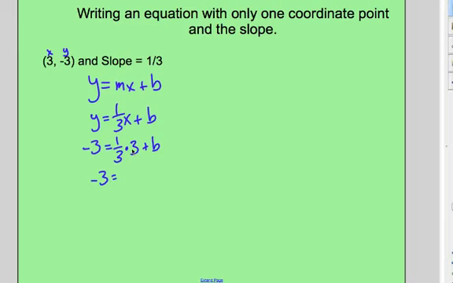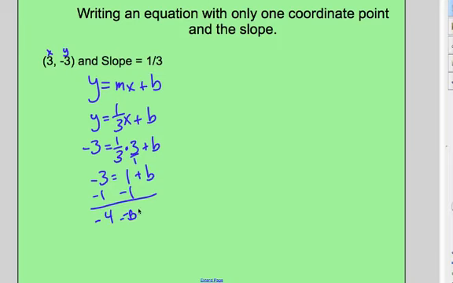Now 1/3 times 3, well, if you remember how to multiply fractions, you can make 3 into 3/1, multiply the tops, that's 3, multiply the bottoms, that's 3, and 3/3, well, 3 divided by 3 is just 1, so that's 1 plus b. Now it's a one-step equation, pretty easy. Subtract 1 from each side, and that leaves me with b being equal to -4.